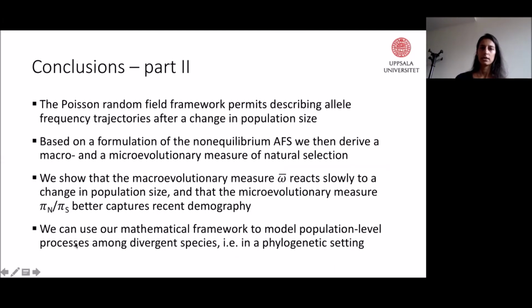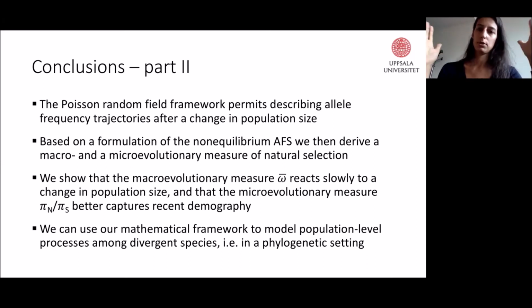So this now tells us that, well, I like to highlight that the Poisson random field models are very useful and allow us to describe the allele frequency trajectories after a change in population size, or incorporate other population level processes. So we have formulated a non-equilibrium allele frequency spectrum during non-equilibrium periods, which has allowed us to derive macro as well as micro evolutionary measures of selection, where macro would be our phylogenetic measure, the NDS, and micro would be our measures pi and pi s.